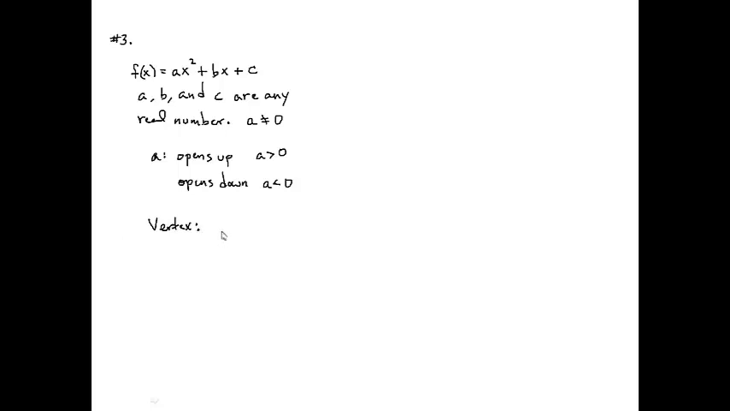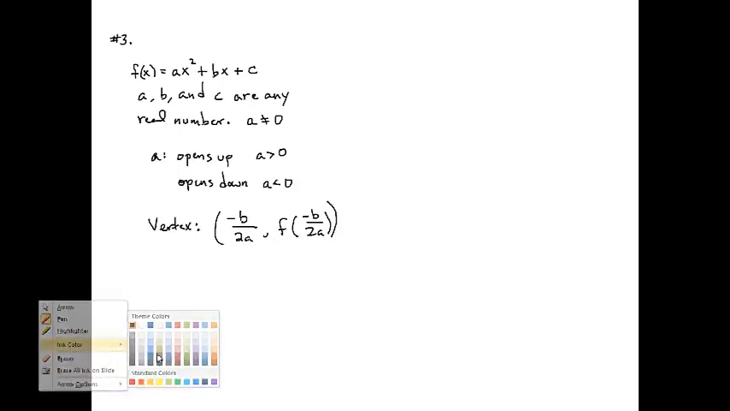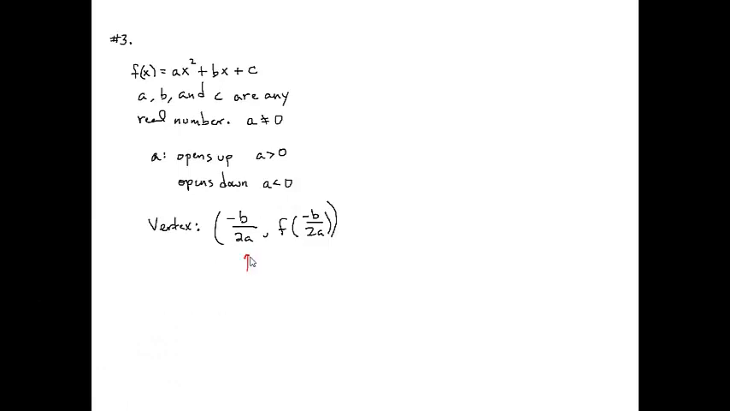Alright, now my vertex, that's where the difference lies. The vertex is found at the following point: negative b over 2a, comma, f of negative b over 2a. Okay, so let's not get freaked out about all this going on right here. Let's break it down. First of all, this is the point x. X is found at negative b over 2a. This is the point y.